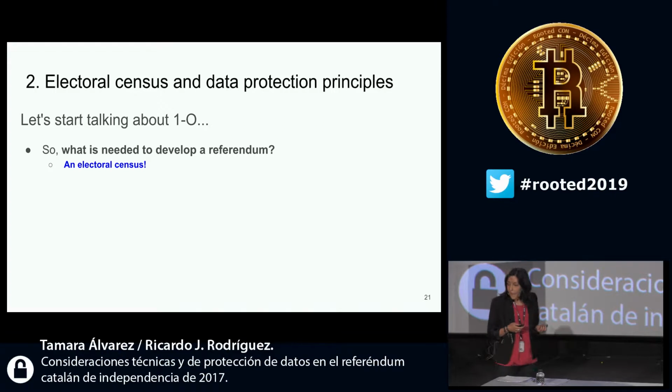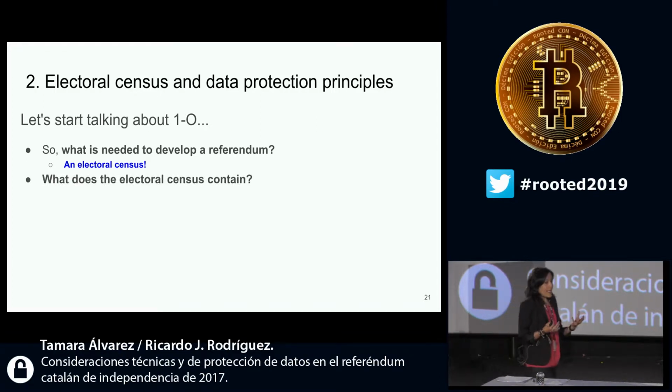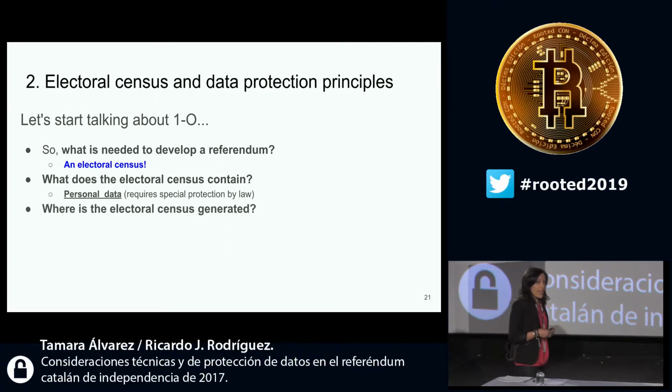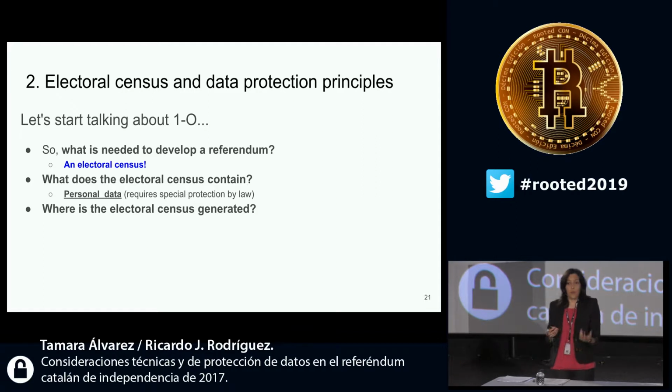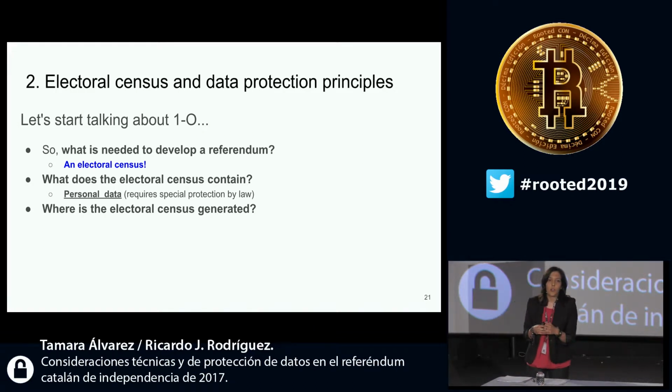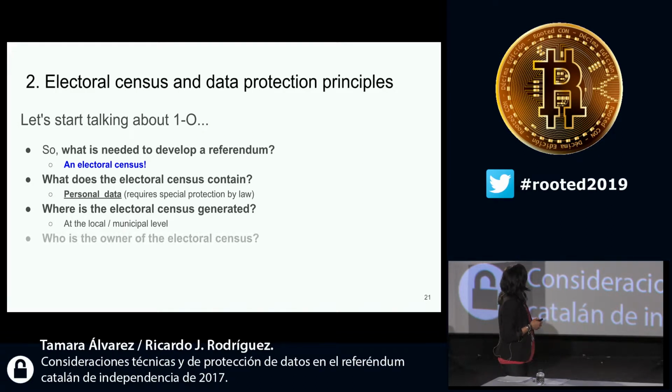So we have to ask, what is needed to hold the referendum? We need an electoral census, and what's in the electoral census? Well, we need the data about the people who are entitled to vote. In this case, in Catalonia. And how do you generate this census? Well, we have to go to the organic law, whose Article 31 says that this electoral census is of public state property, and it is created through the aggregation of data from the municipal censuses that cannot be given for free, but that they have to be subject to a number of principles, and we can link that with data protection.